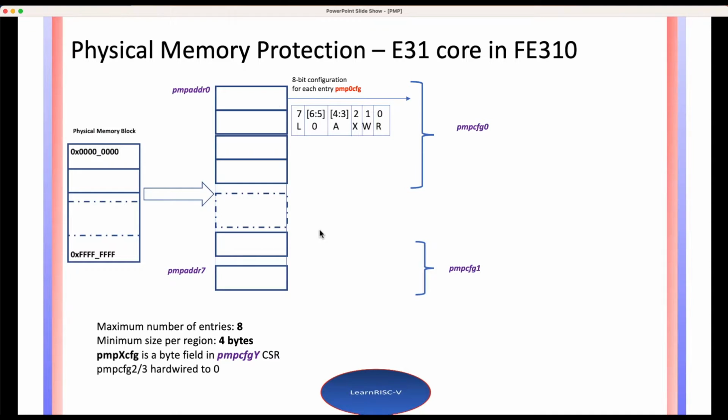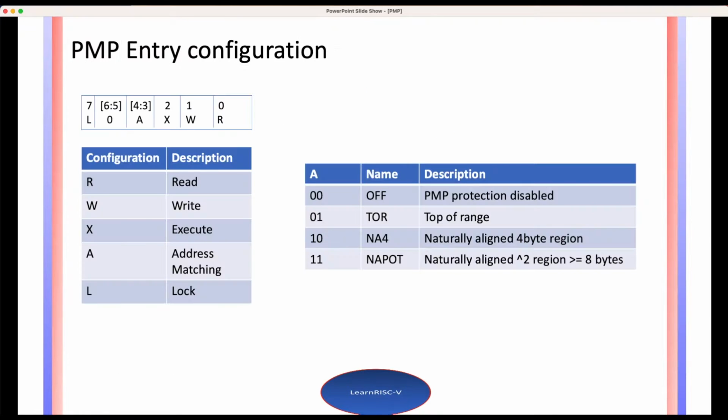Since there are only 8 regions and each region has a byte to configure, just 2 PMP config CFGX registers are enough to configure those 8 regions. Okay, and coming back to this permission or configuration field for each region.